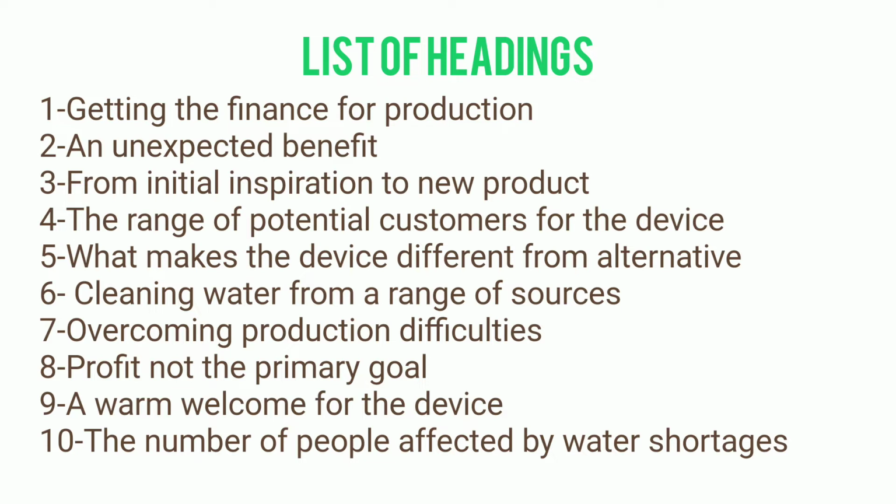Okay. 7 says overcoming production difficulties. There is nothing like overcoming the production or difficulties mentioned over here, so let's cross this. Profit not the primary goal. No. A warm welcome for the device. I think no. And then the number of people affected by water shortage. Again, it is not talking about the water shortage and the people affected by it. So the best heading that has come after the elimination is option number 6. So that can be my right heading. Okay. So for B, I think 6 is the right answer.